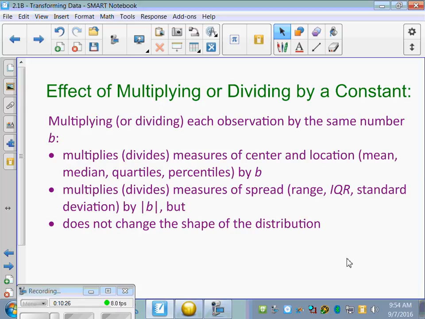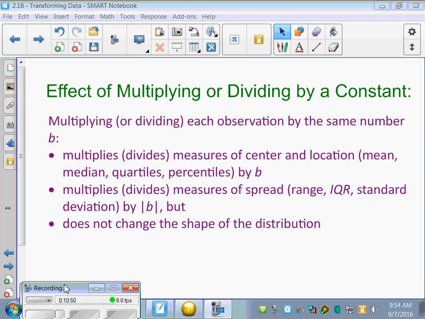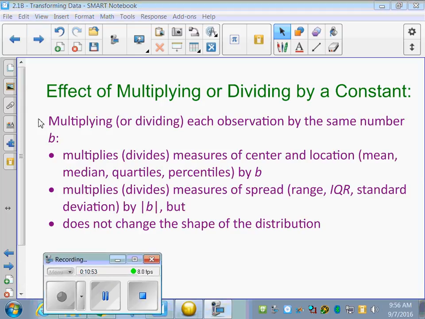This is multiplying or dividing. It has the same concept. You're going to multiply your measures of center by that same number. And we'll multiply our measures of spread as well this time by that same number. And the only thing that doesn't change when you multiply or divide is the shape of the distribution. All right, so write that down in as short of notes as possible.